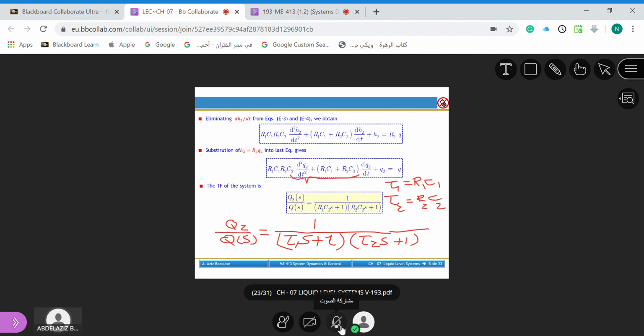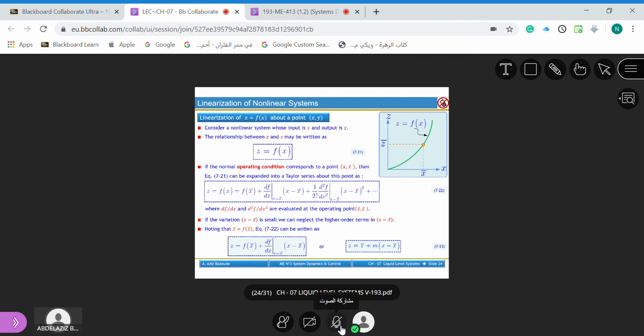So here, the transfer function is a function of the first pipe and the first tank, the second pipe and the second tank. We don't have in the transfer function any of the variable parameters, H1 or H2 or Q1 or anything. It should be in terms of the physical parameters.